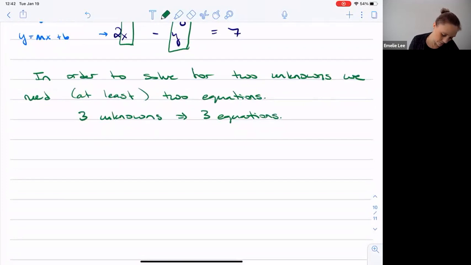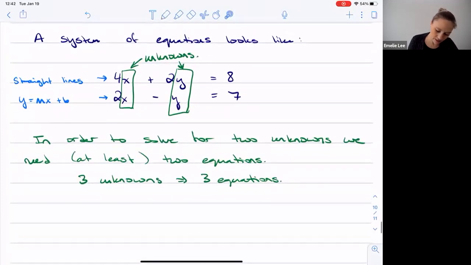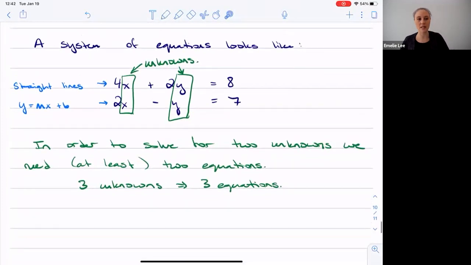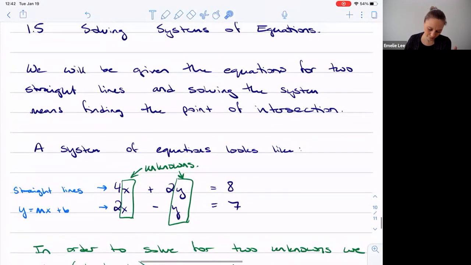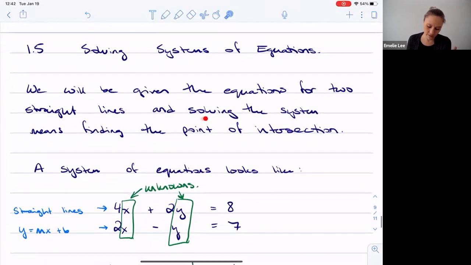Okay. So what we need to do, and there are a couple of ways that we can rework this thing. Here we've got this system, right? And solving the system means finding the point of intersection. It means finding the point where they have the same x and y values.